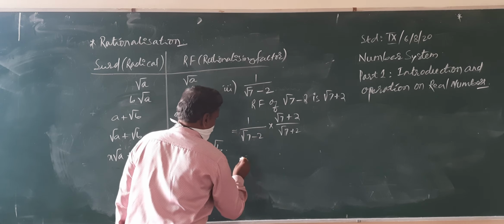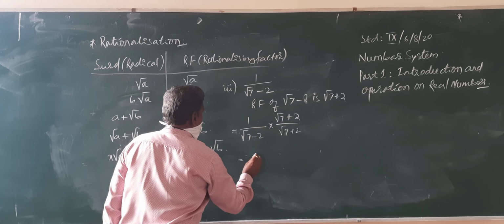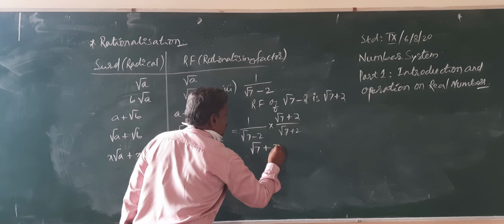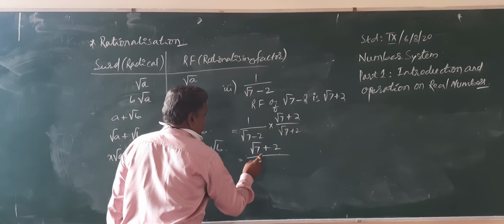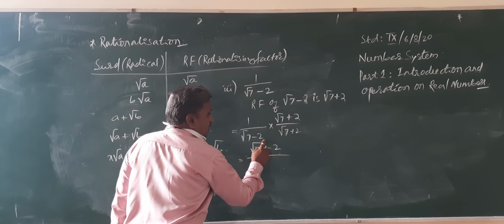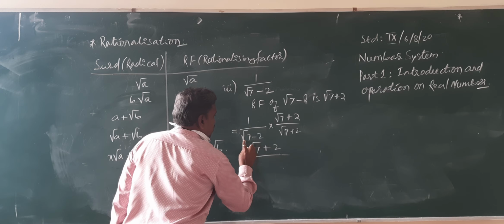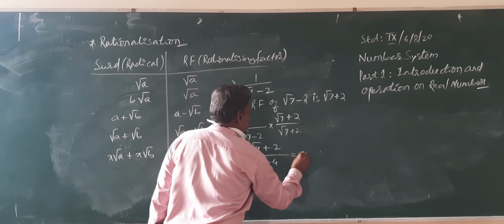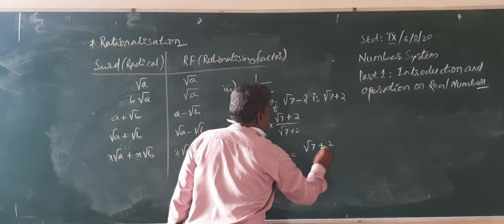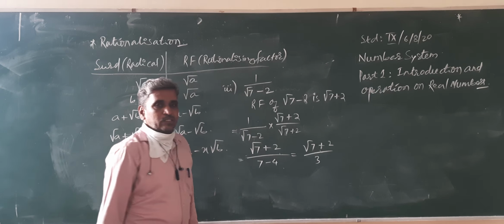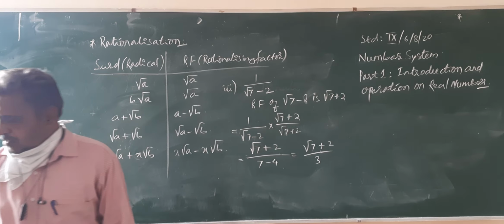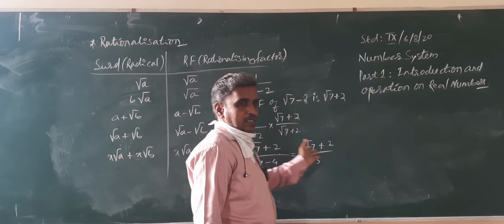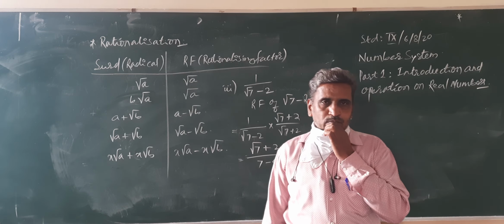Which is equal to, simplify: 1 times root 7 plus 2, the 2 is put outside. 2 is a rational number here. Root 7 bracket square is 7 minus 2 square is 4, equal to root 7 plus 2 divided by 3. That 3 in the denominator is a rational number. So in this way we can rationalize the given irrational numbers. Okay.